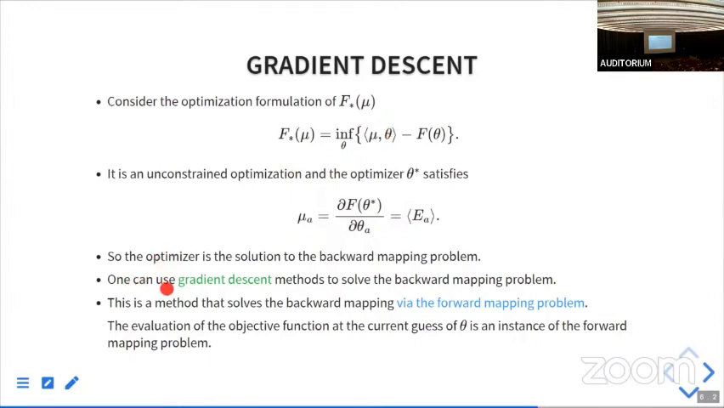You can use the gradient descent method. This is the objective function. You do the gradient descent, and whatever you find would be your solution to the backward mapping problem. This is in some sense a backward mapping reduced to forward mapping. If you want to minimize this, then you have to compute f star, f theta, or the gradient of f theta, and they are the forward problem, right? You have a current guess, and you want to compute the gradient, and it's exactly the forward problem. You can solve the backward problem by solving forward problems.